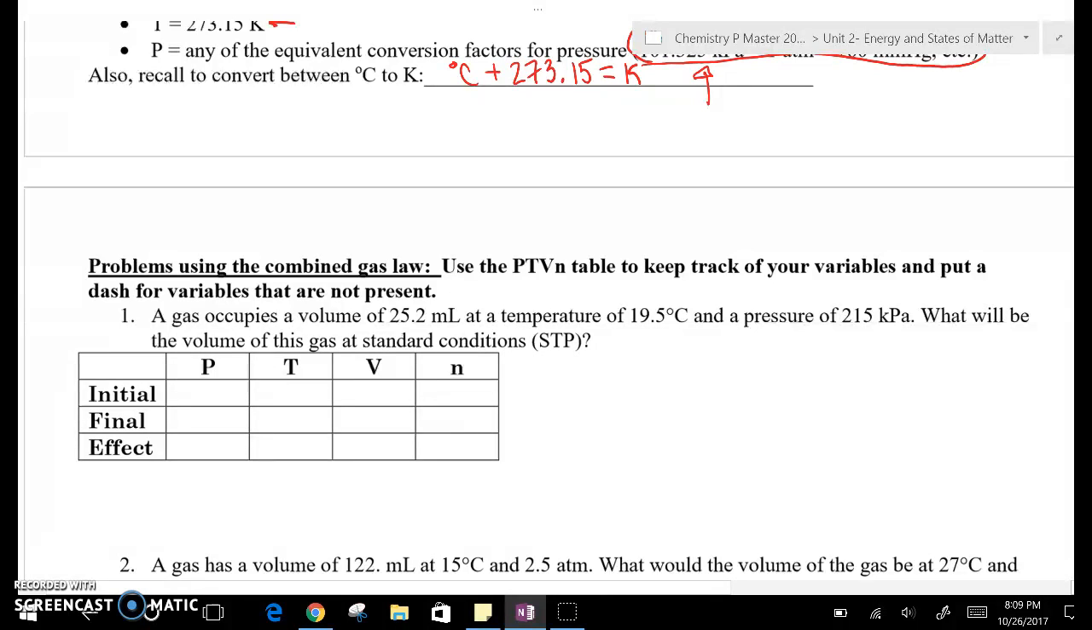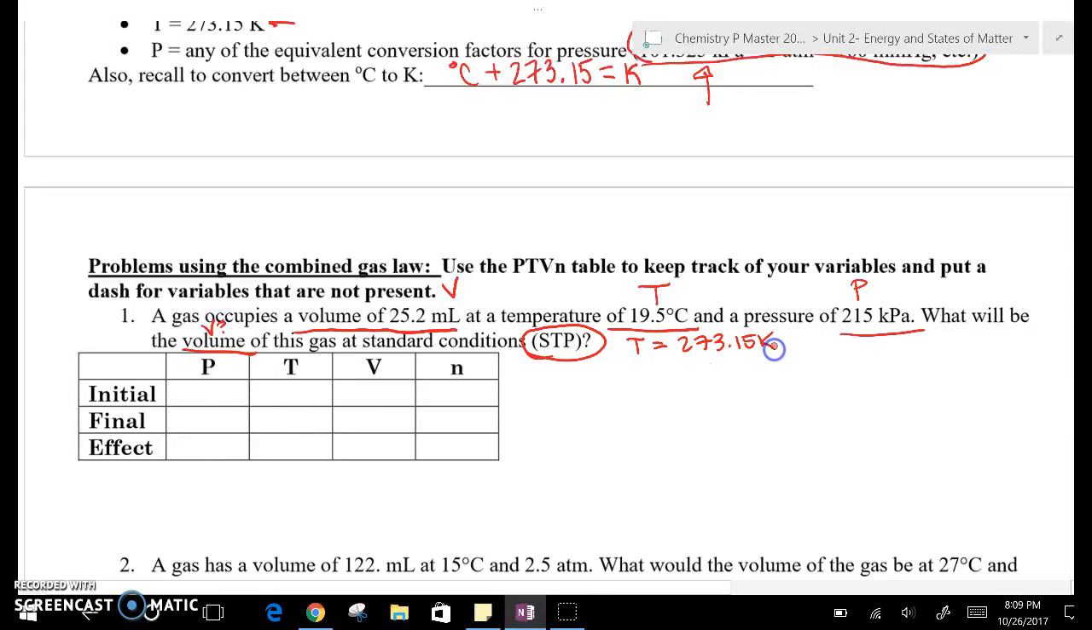So if we look at our first problem here, it says a gas occupies a volume. So we already can see we have a variable V at a certain temperature, another variable, and a pressure. So this one looks like it has 3 different things in it. In this case, they want to know the volume. So we're looking for the volume of the gas at, there's that STP thing I mentioned. So that tells us that our temperature is equal to 273.15.